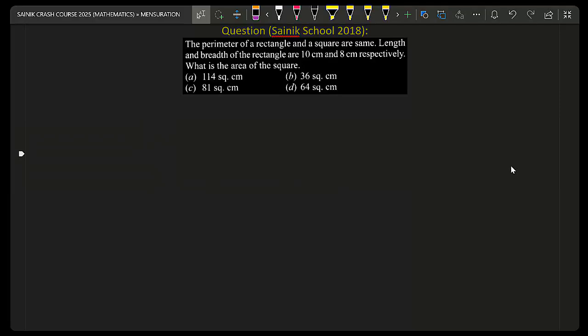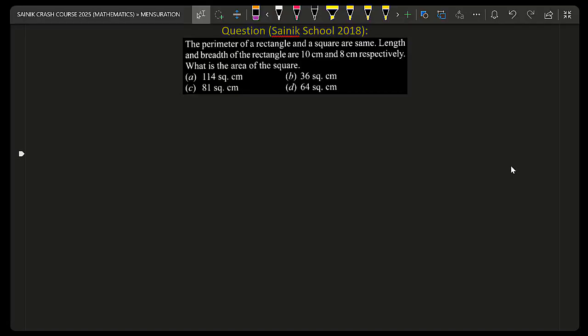Read the question again. Yes, sir. The perimeter of a rectangle and a square are the same. The length and breadth of the rectangle are 10 centimeters and 8 centimeters respectively. What is the area of the square? Sir, first we want to find the perimeter of the rectangle, and they said the perimeter of the rectangle and square are the same.